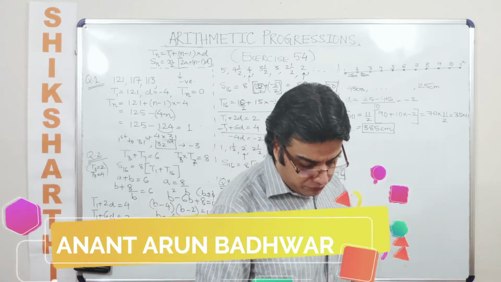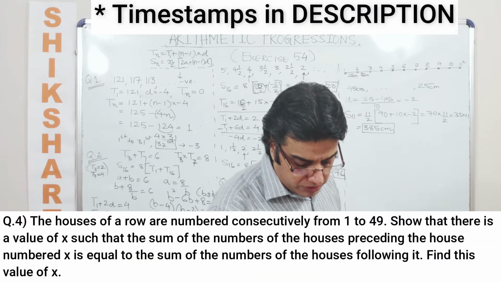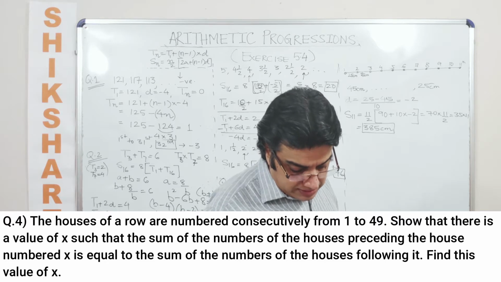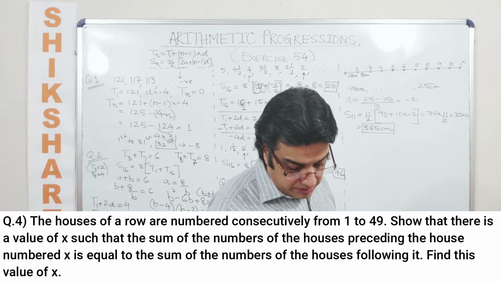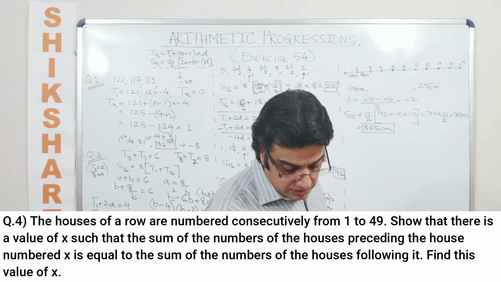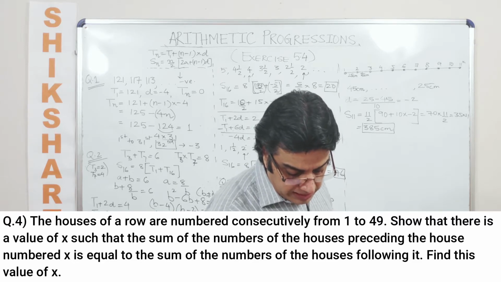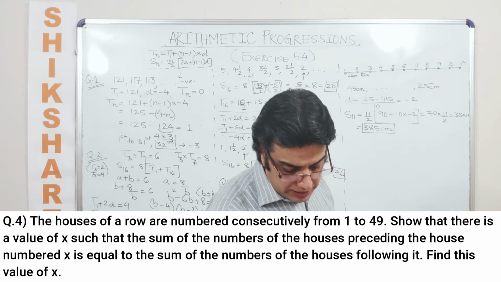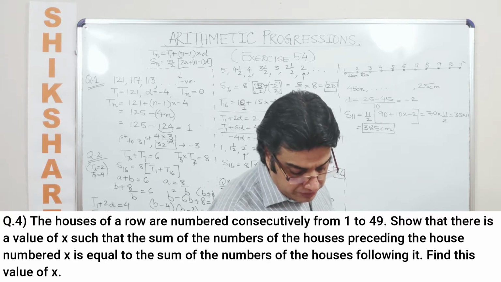So talking about question number 4, the houses of a row are numbered consecutively from 1 to 49. Show that there is a value of x such that the sum of the numbers of the houses preceding the house numbered x is equal to the sum of the numbers of the houses following it. Find this value of x.